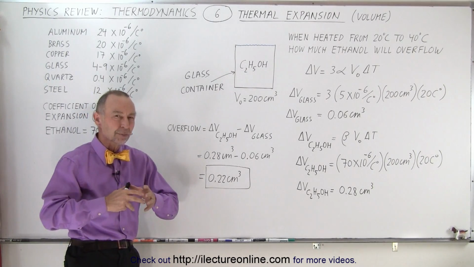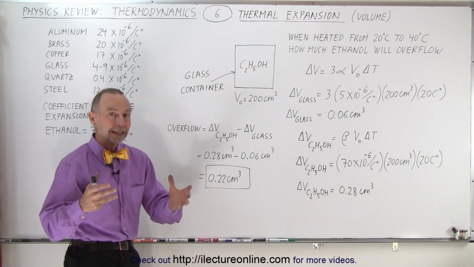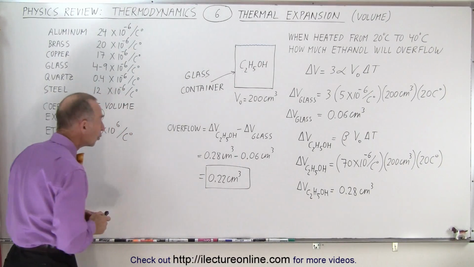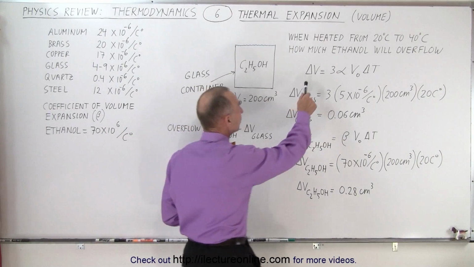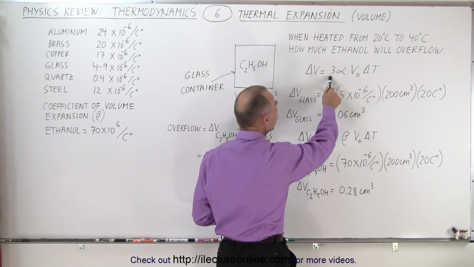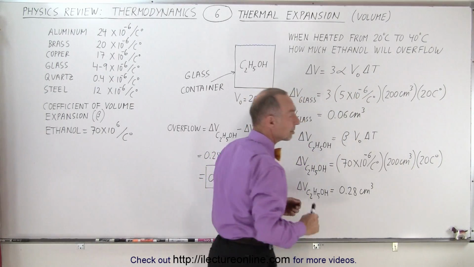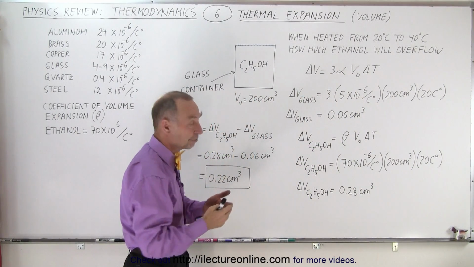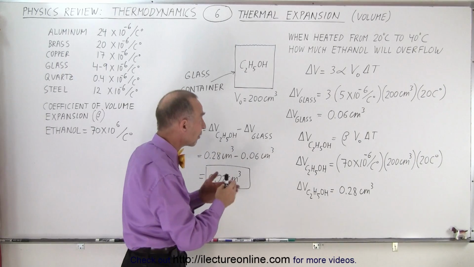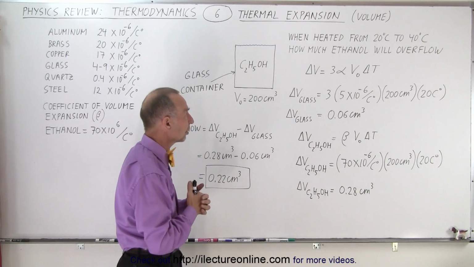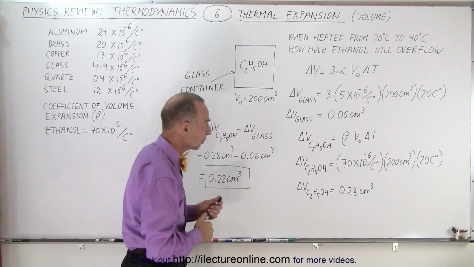And typically, liquids expand more rapidly when they're heated than solids. So notice that the change in volume for a solid is going to be 3 times the linear coefficient of expansion times the original volume times delta T. So for length, we use 1 alpha. For area, we use 2 alpha. For volume, we use 3 alpha, 3 times the linear coefficient of expansion.